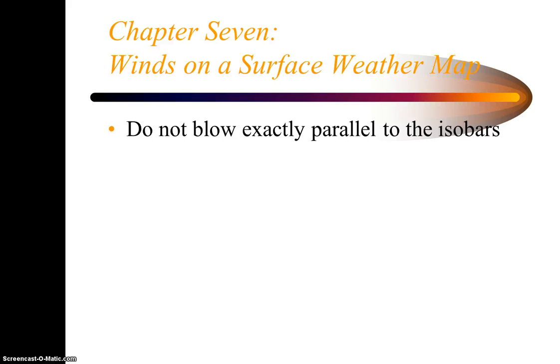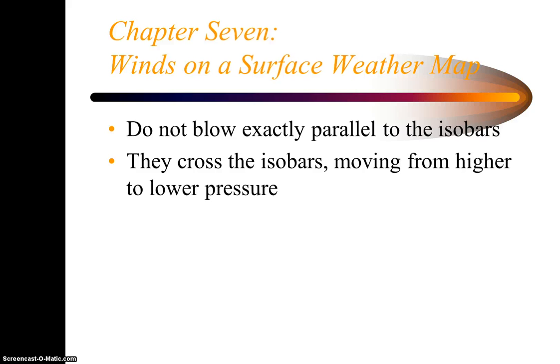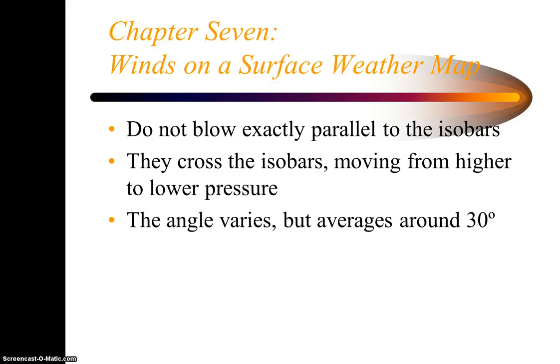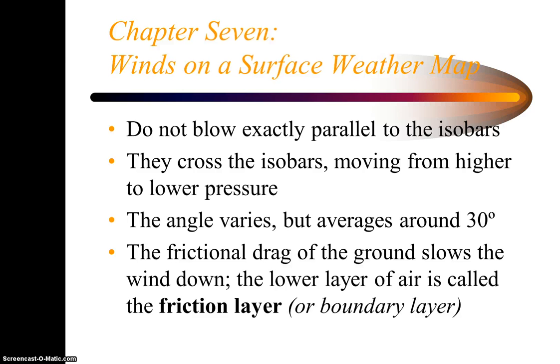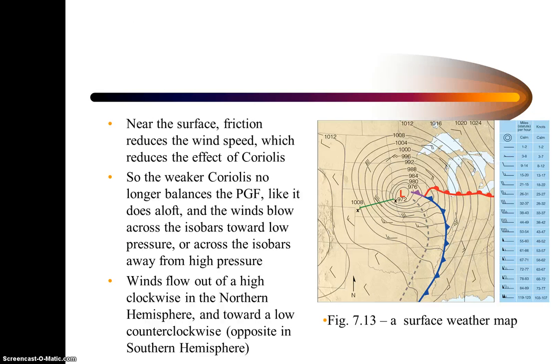Winds on a surface weather map, however, do not blow exactly parallel to the isobars. They cross the isobars moving from higher to lower pressure at weird angles, not at right angles, because you have to take into account Coriolis and also friction. The angle varies, but it averages around 30 degrees. The frictional drag of the ground, either dirt or the oceans, slows the wind down. This lower layer of air, where friction has to be considered, is called the friction layer or boundary layer.